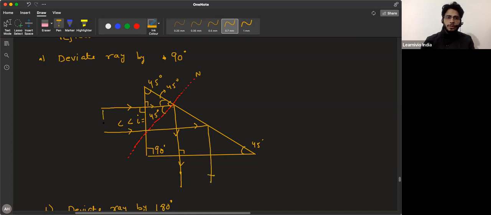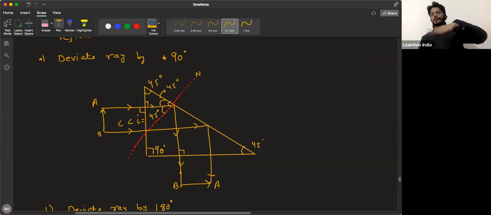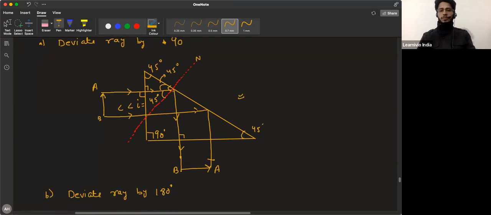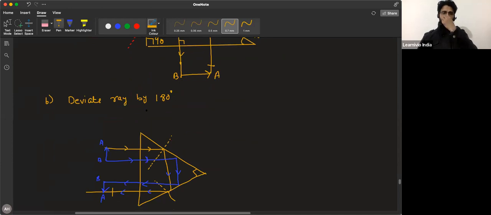So if you take an object, I call this A and this is B. So you're getting the image of the object in this way. This is A and this is B. So your object gets deviated by 90 degrees if it is passing through a prism this way. So in a prism, you can deviate your light ray by 90 degrees. Similarly, in a prism, you can also deviate your light ray by 180 degrees.